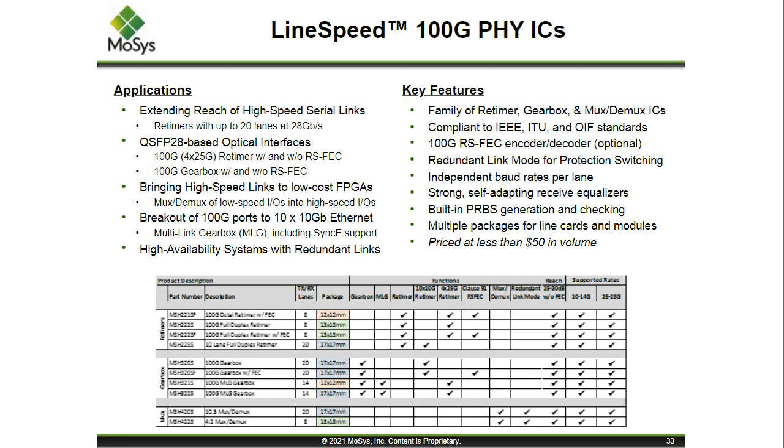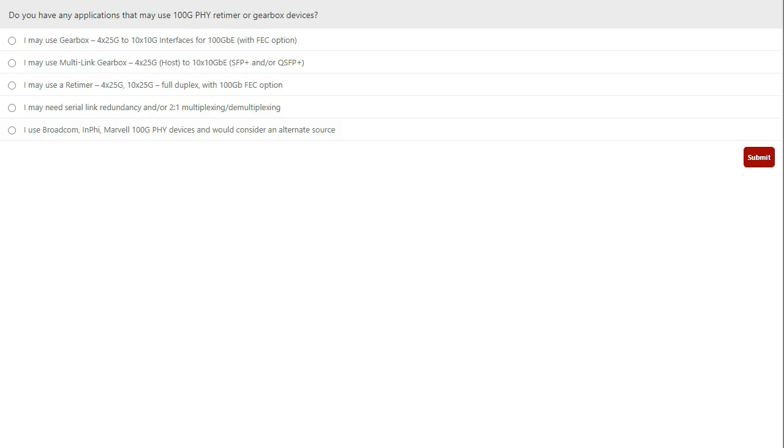Our fourth and final polling question here for you. Again, just go ahead and click on the radio button next to the answer that's appropriate for you, and then click the submit button. This one says, do you have any applications that may use 100 gig PHY retimer or gearbox devices?